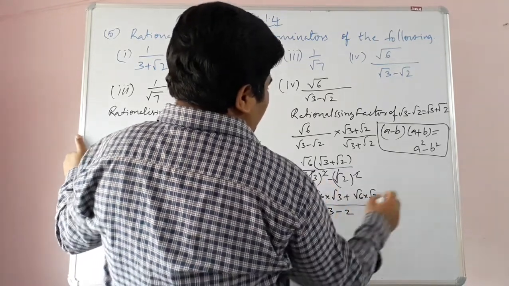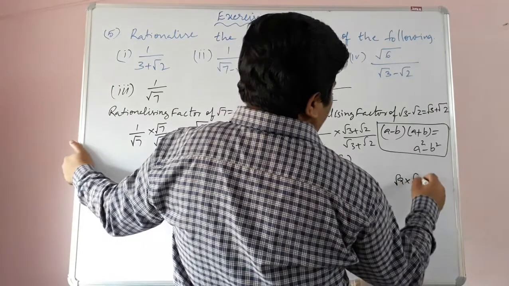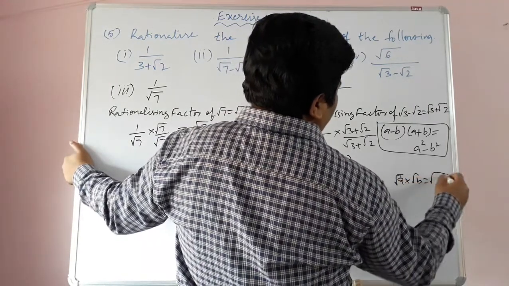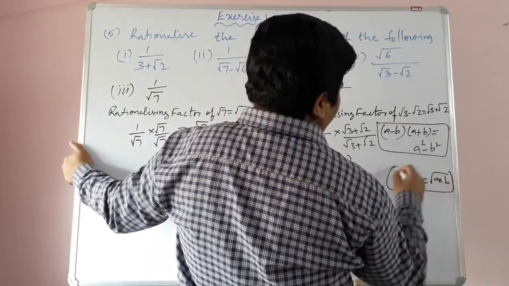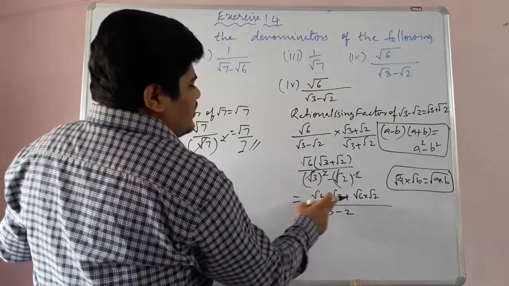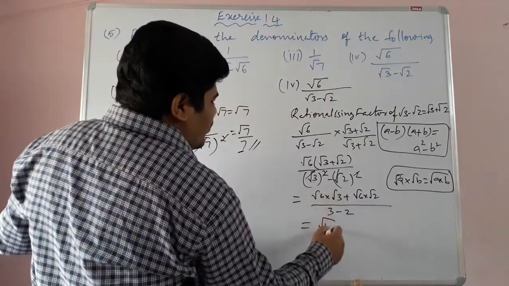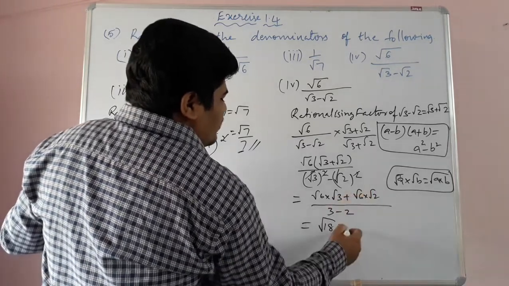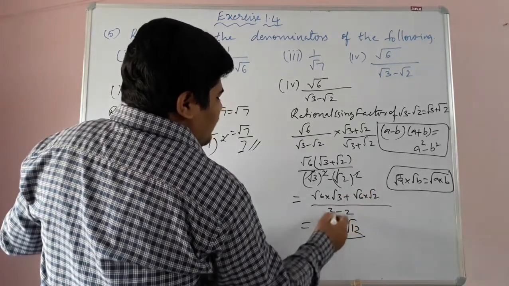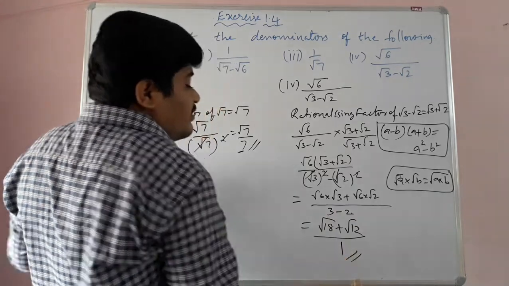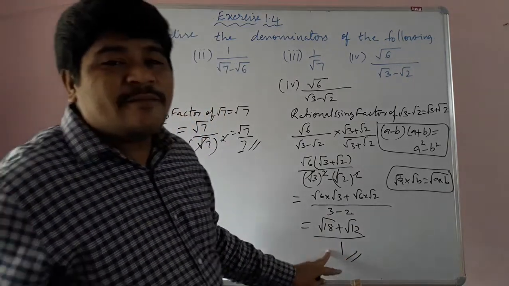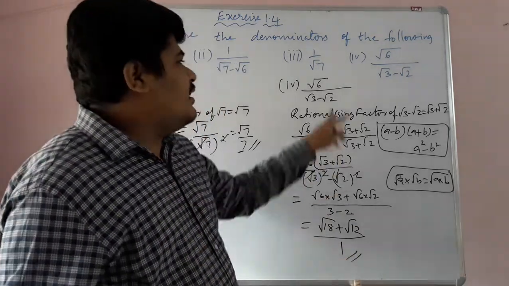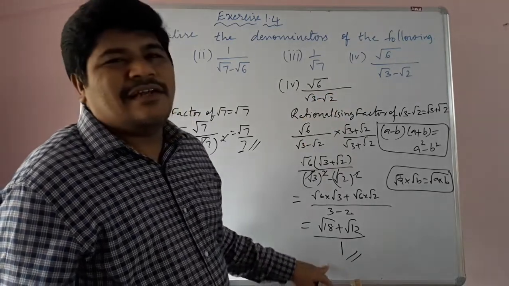So students, we have one formula. What is that? Root a into root b is equal to root of a into b. So root 6 into root 3 can be written as root 18, plus root 6 into root 2, which is root 12, by 3 minus 2, which is 1. Students, what type of number is 1? Rational. So here the denominator is rationalized.